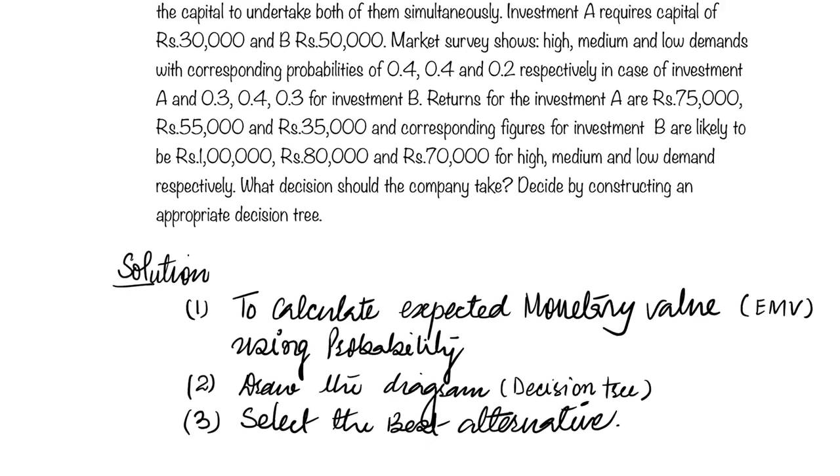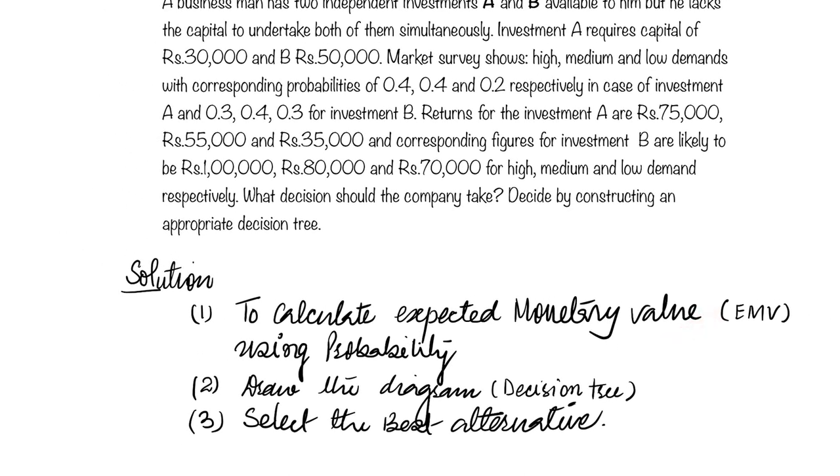So first, I will calculate the expected monetary value using probability. So for expected monetary value, I will make a table whereby I will talk about conditional payoff and expected payoff. Then I will take the expected monetary value when we sum these values, right? In this way we can calculate the expected monetary value. Then I will draw the diagram, which I will call diagram tree or decision tree. Then I will select the best alternative out of these. So in this way we have to solve the question. So please note these procedures to be followed when we talk about the decision tree.